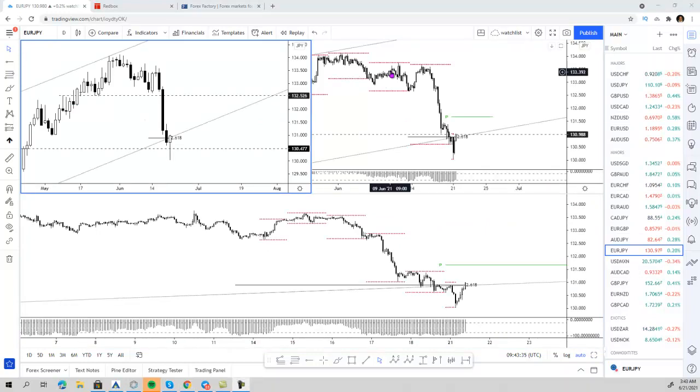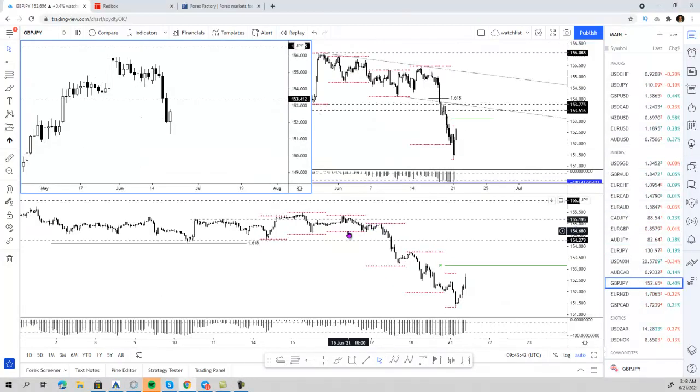All right, now that is done. So I'll be writing an analysis on that one. Let's have a look at the pound yen. I know a lot of you like to trade the pound yen.